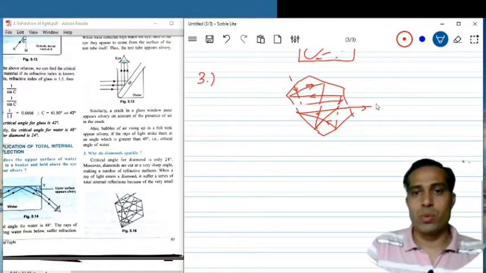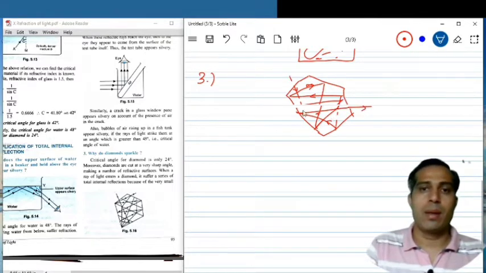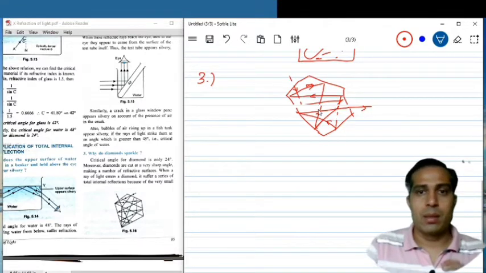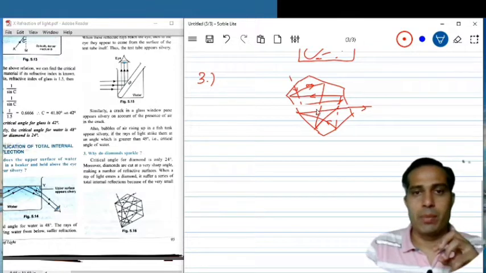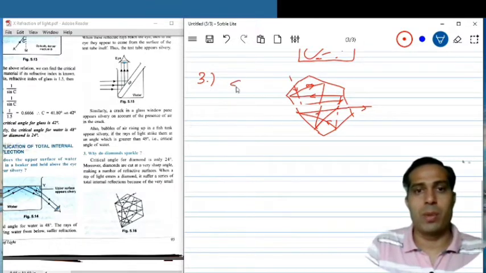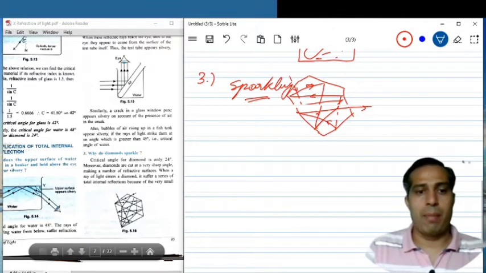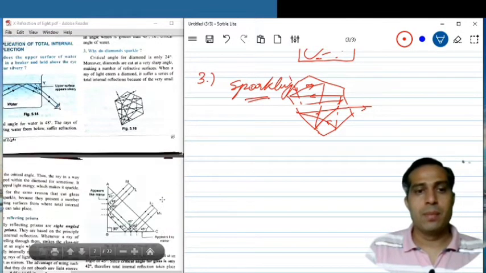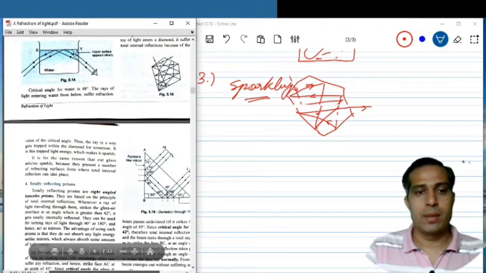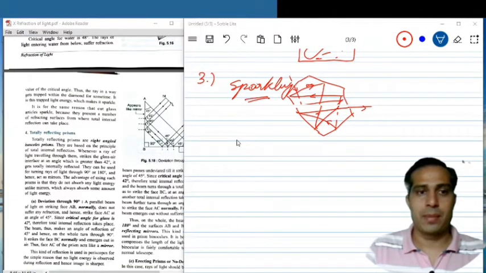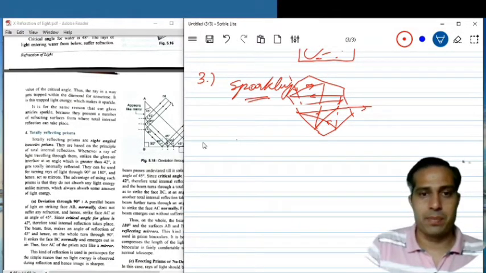So when the ray is coming out, it has to suffer the maximum reflection because of the cutting of the diamond, and it means the more time the light will remain inside, so that is the reason for the sparkling of diamond. So these are the applications of TIR. Then we have the fourth case, that is a totally reflecting prism.